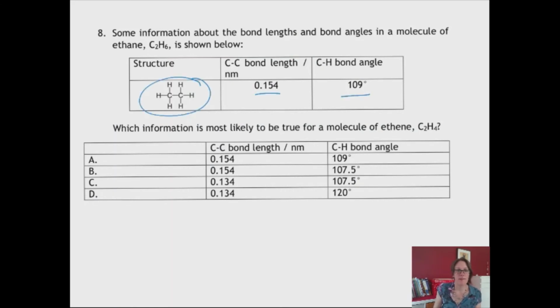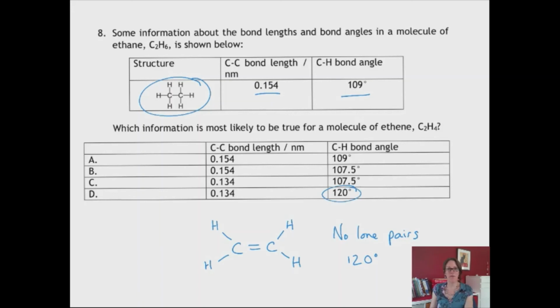Okay, so information about ethene. We're given a structure and a bond length and a bond angle, and we're asked about ethene. It turns out, actually, if you know your bond angles, this was really easy. The reason it was really easy is if we just draw it out, there are no lone pairs. There's very rarely any lone pairs in carbon unless it's got a charge, which you'll see in the longer answer questions. So if there are 3 sets of bonds, 1 double and 2 singles, then the bond angle is 120 degrees. And that's enough to answer the question.